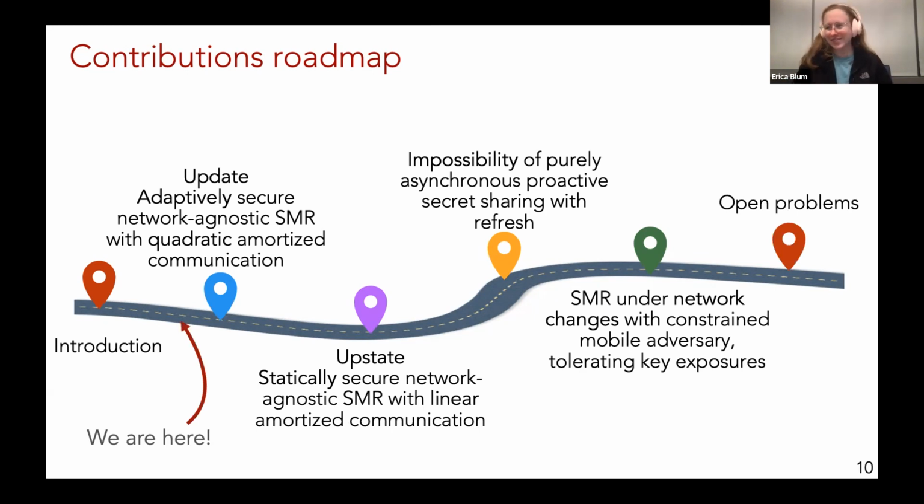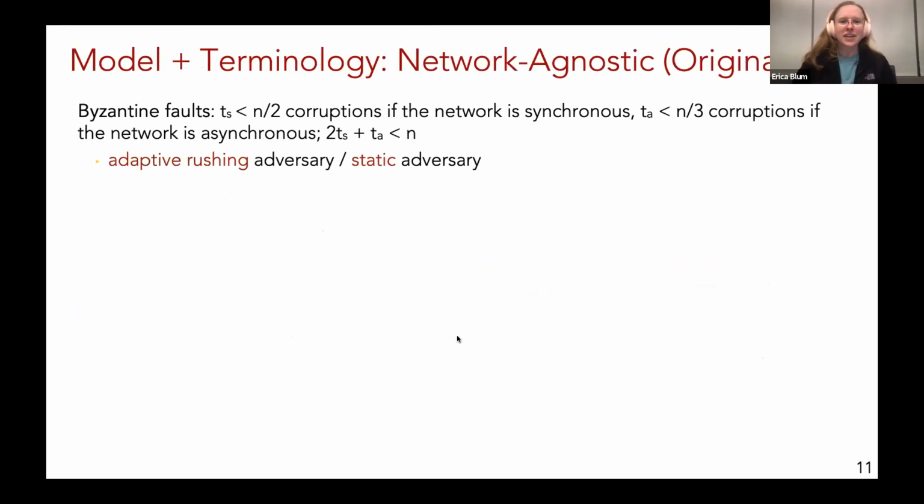So we are here. We've got some work to do, I see, looking at my clock. So I guess we'll get moving. So just to quickly look at some model and terminology that we'll need. Again, we have Byzantine faults where it's bimodal, or binary, depending on the state of the network, or the mode that the network is in.